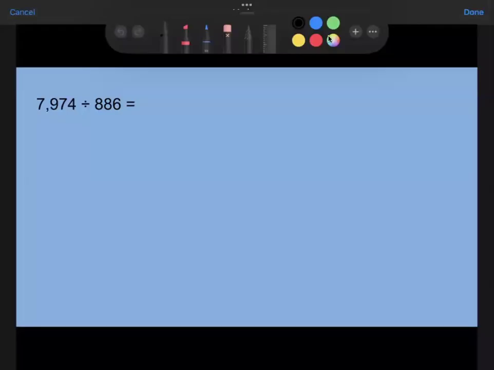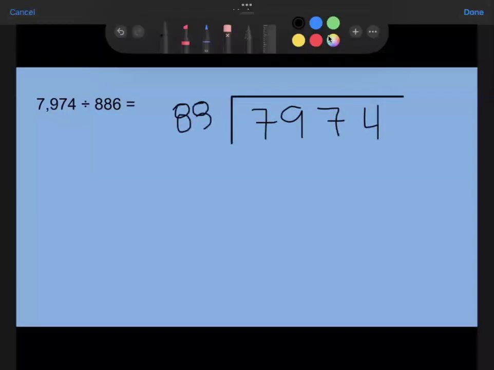Okay, here is the next one. We're going to take 7,974 and divide it by 886. So let me go ahead and do 7,974 inside, and then 886 on the outside.